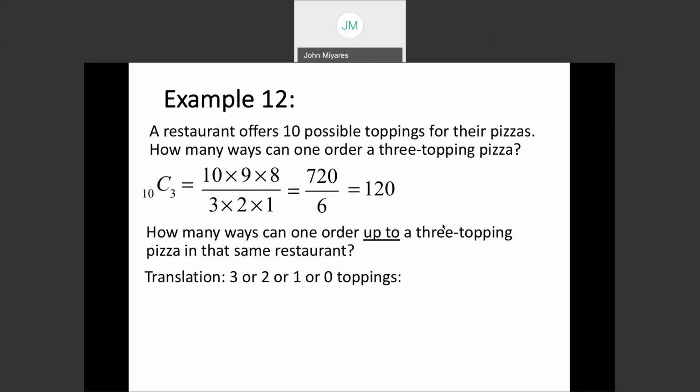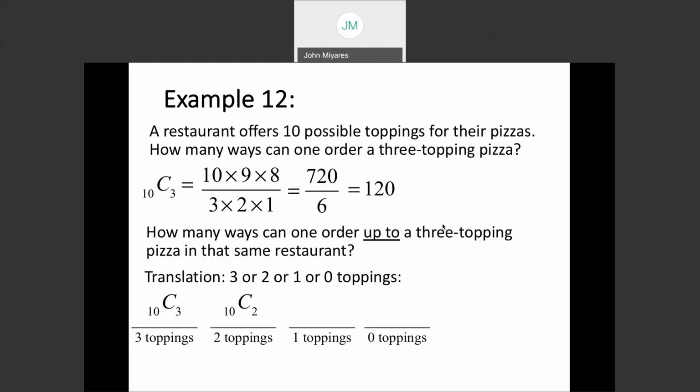We've already calculated the number of three topping pizzas as 10C3. For the two topping pizzas, we're starting with 10 toppings and choosing two, or 10C2. For one topping, it's going to be 10C1, and for zero toppings, it's going to be 10C0. These will compute, if we use our calculator or do our calculations longhand, as 120 possible three topping pizzas, 45 possible two topping pizzas, 10 possible one topping pizzas, and then one plain pizza.